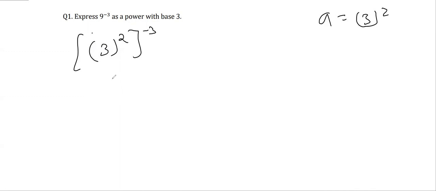On simplification, what we can see is that a power over another power is the powers multiplied. So 2 into minus 3 is minus 6. So we'll write this is equal to 3 raised to the power minus 6 as the answer.